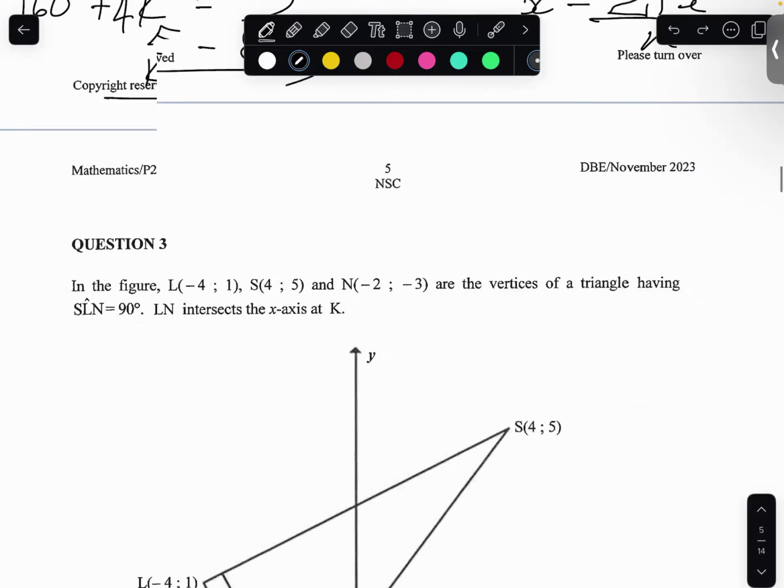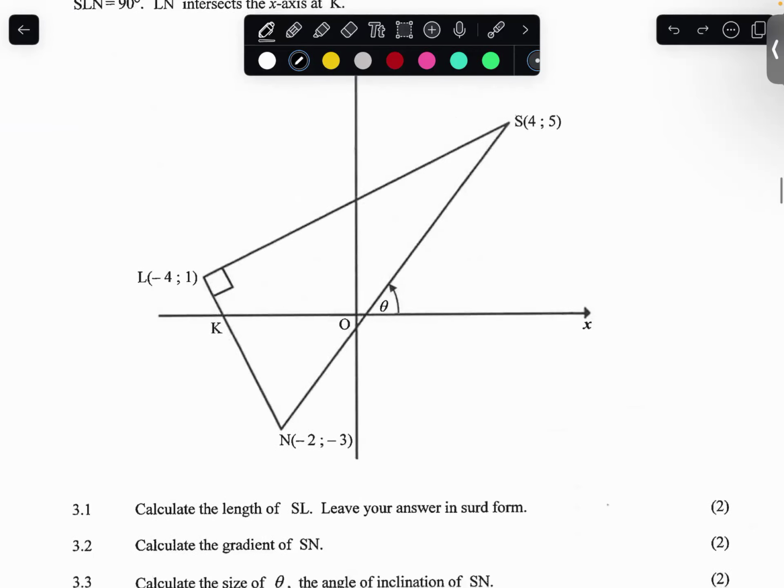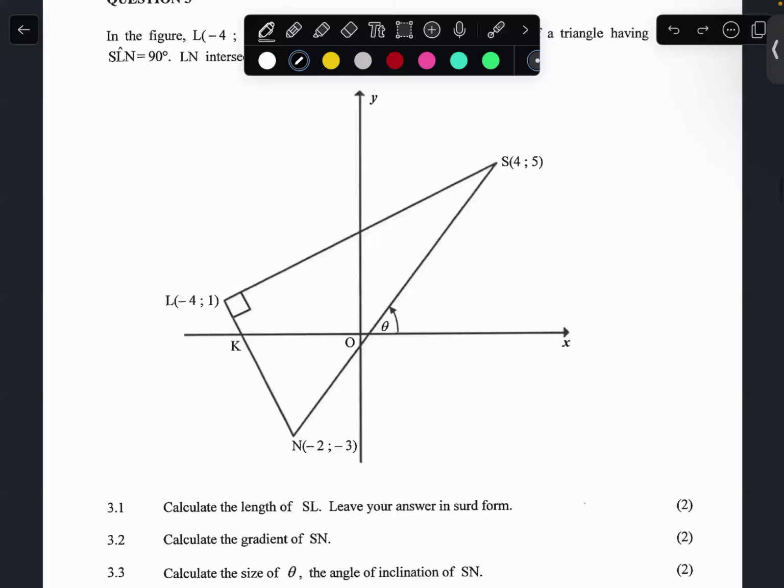Okay, question 3. It says, in the figure, L, S, and N are the vertices of a triangle having angle SLN equal to 90. LN intersects the x-axis at K. Got it. Okay. Calculate the length of SL.